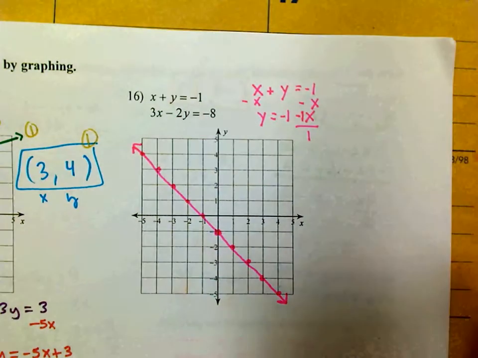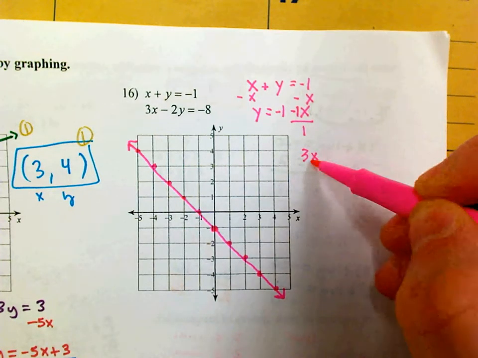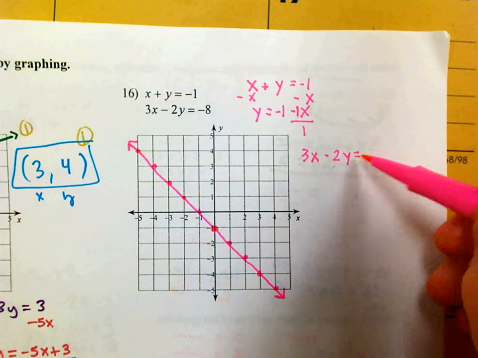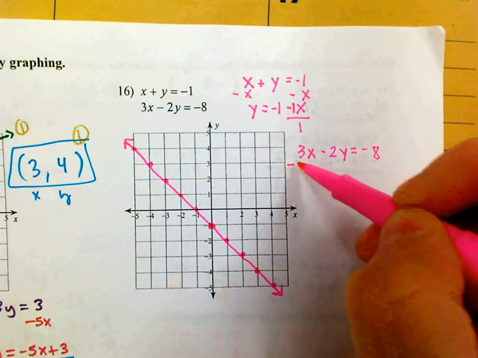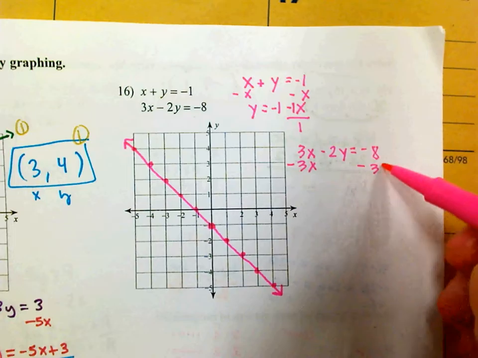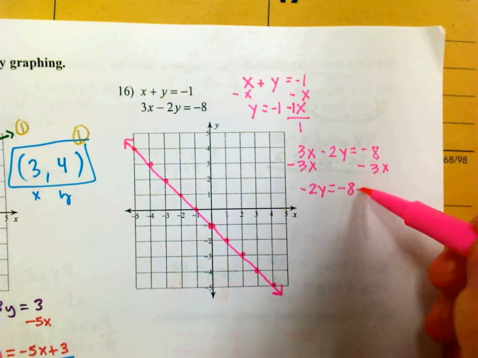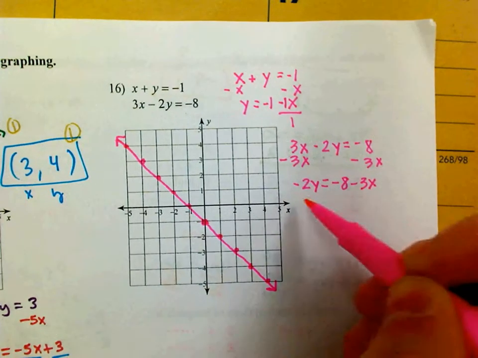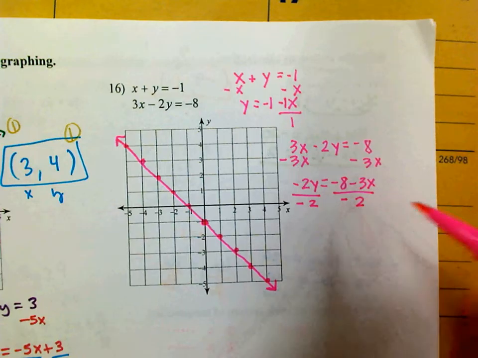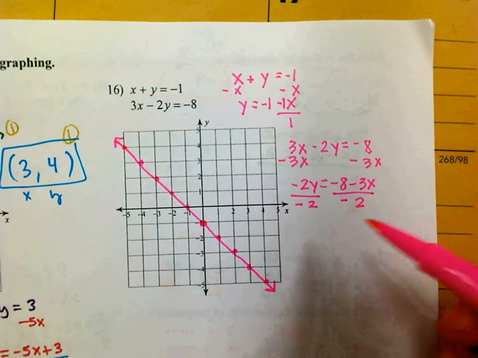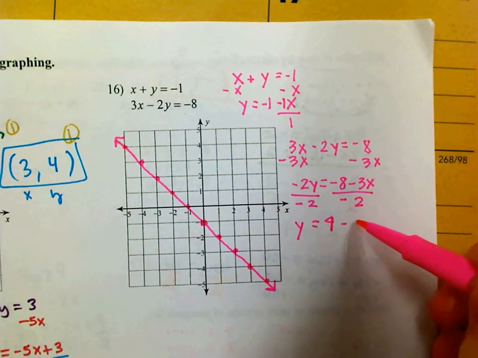So then you have to do the next one. 3x minus 2y. That's what you're going to do. And so first you subtract 3x. So you get negative 2y equals negative 8 minus 3x. And then divide by negative 2. Okay. And then you get y equals 4 minus 3 over 2x.